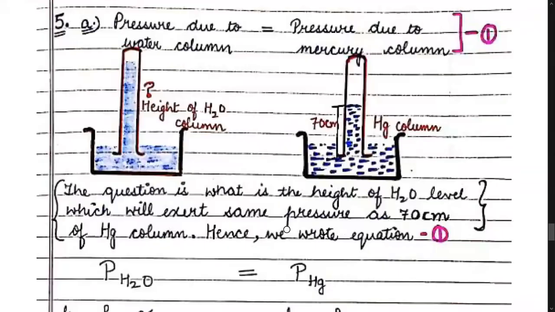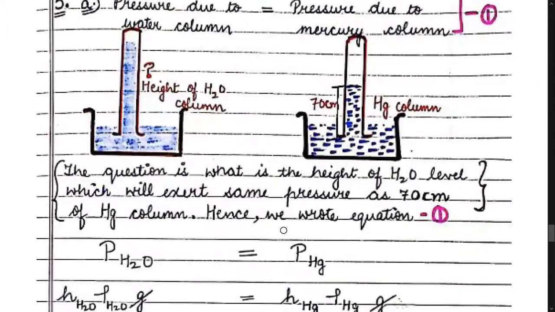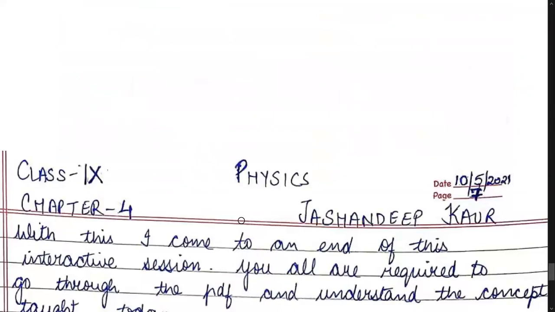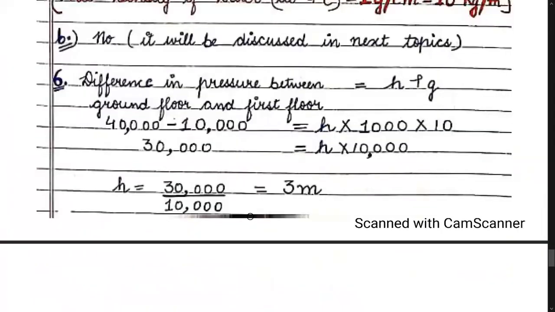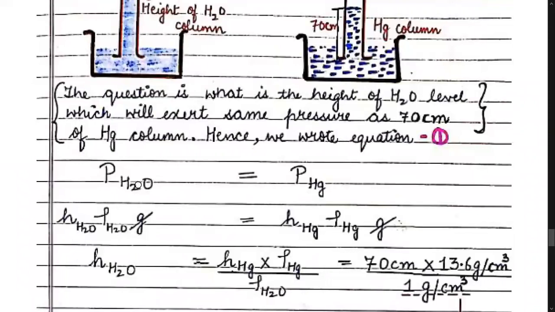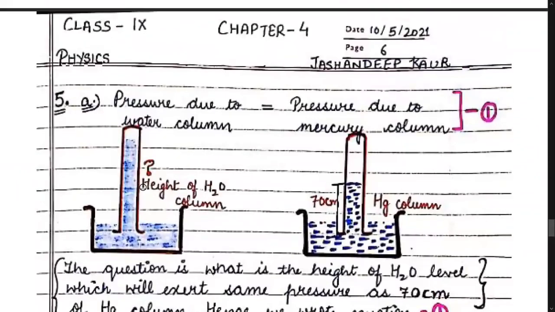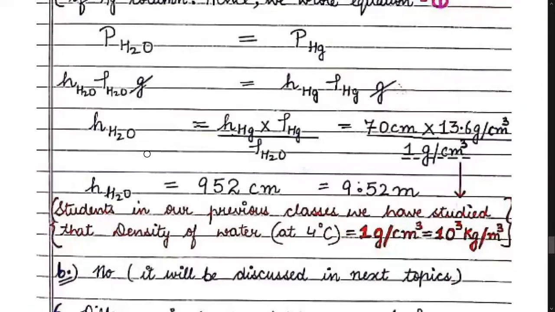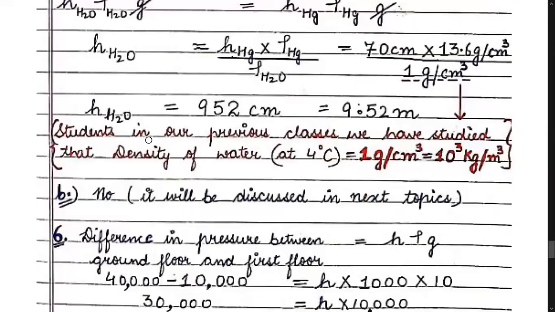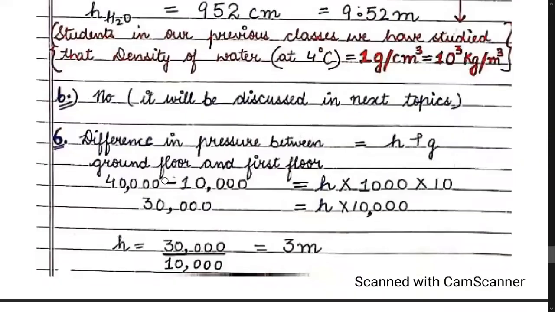So further, now children, question number 5 and 6 is given in your PDF. So kindly try these two questions yourself. Solution of the two questions is given on page number 6 of the PDF. So kindly try it, and I hope you understand it. It's simple calculation. You just have to substitute the values and then find the answers.